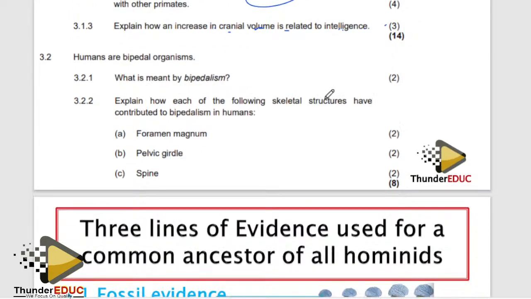Explain how each of the following skeletal features contributes to bipedalism. Position of foramen magnum is in forward position to allow the spine to connect vertically. Pelvic girdle is short and wider to support the upper weight. S shape to allow flexibility, yes, allow the flexibility of the organism. You see, so it's a simple thing.